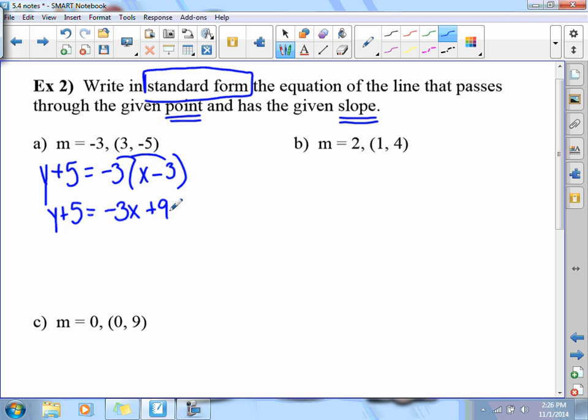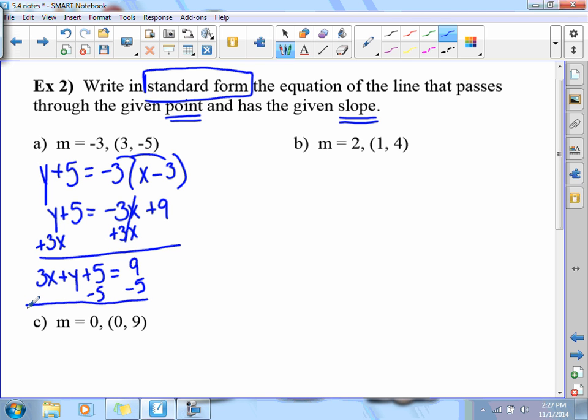Now I need to get the x and y together on the same side, and I need to get the numbers all over on to the other side. So I need to add the 3x over. So then I'll have my 3x plus y plus 5 equals 9. But then I also have to subtract the 5 over so that I get just the x and y alone on their side of the equation. So 3x plus y equals 4. So after I did that step, I went over here and wrote the final answer. Okay?